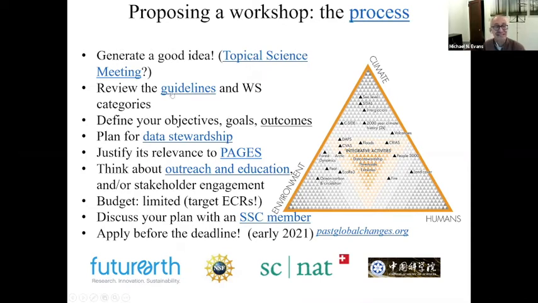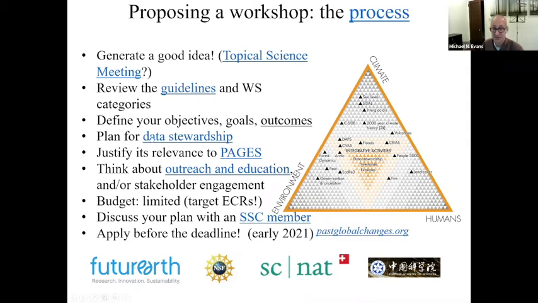Again, review the guidelines and the different workshop categories. I think there are 4, ranging from open science to really focused workshops that are promoting the activities of a working group. Also, educational type of workshops, like teaching how-to sorts of things. Again, define your objectives and goals and think about what are the outcomes of that workshop. So as specifically as you can, imagine what you hope to come out of the process of meeting, rather than everyone had a meeting and left.